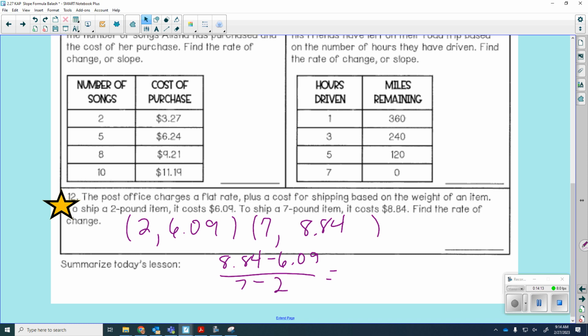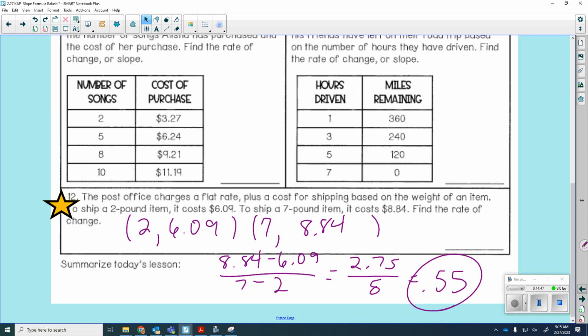And this is the first time that we've actually needed our calculator. I got 2.75 over 5, which then reduces down to 0.55. Is that correct? Okay, are we good? Does anybody have any questions about how to do this?